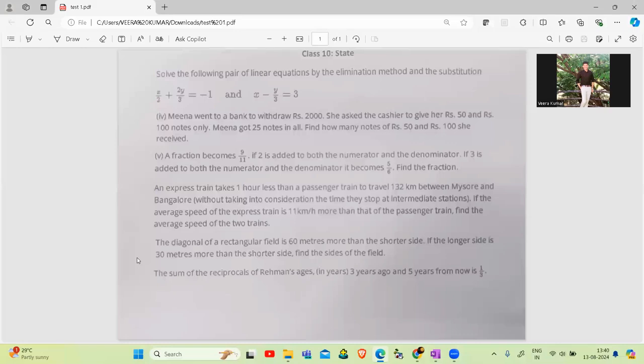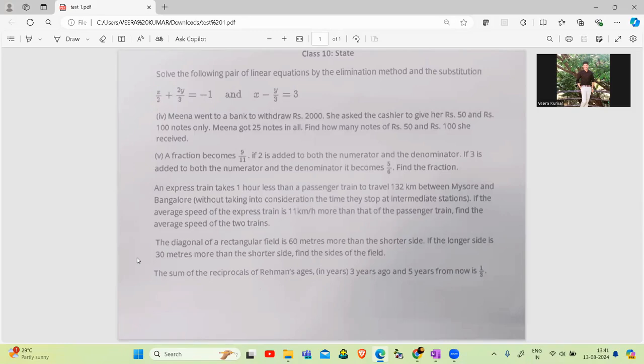An express train takes 1 hour less than a passenger train to travel 132 kilometers between Mysore and Bangalore, without taking into consideration the time they stop at intermediate stations. If the average speed of the express train is 11 kilometers per hour more than that of the passenger train, find the average speed of the two trains. Now you have to understand, we do not know the speed. Let the speed be x.